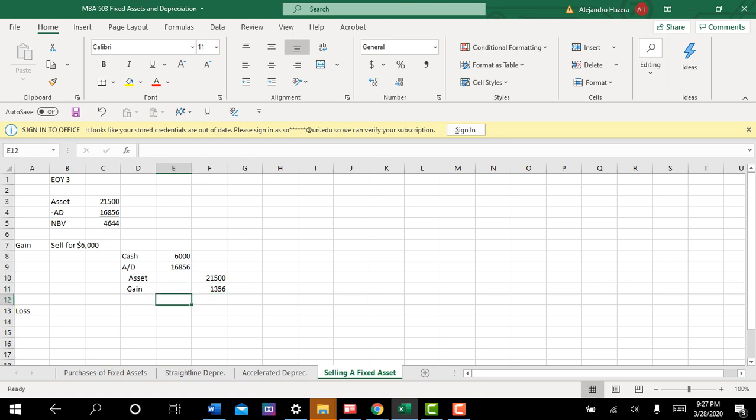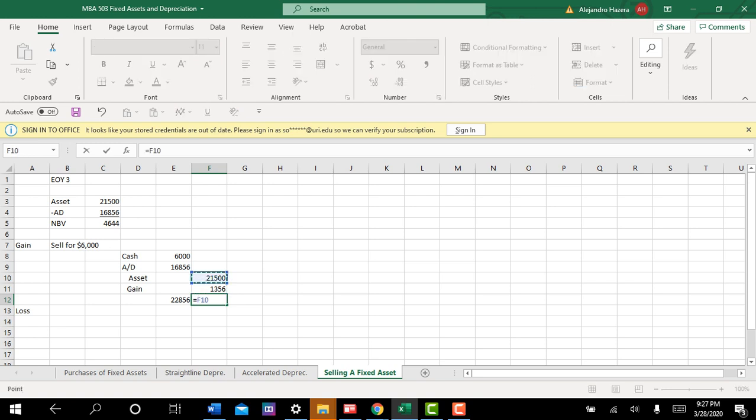I just want to make sure that this entry balances. So I'm going to do your cash plus your accumulated depreciation, which gave me 22,856 on the debit side, and the asset plus the gain gave me 22,856 there also. You don't have to do that. I'll even take them out.